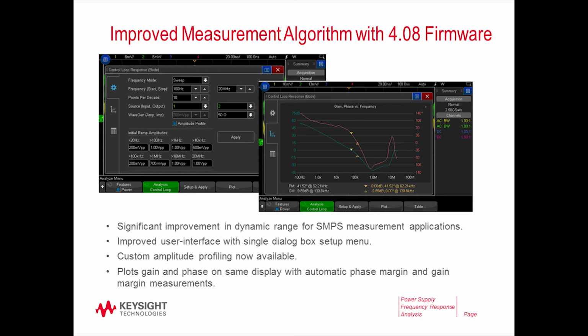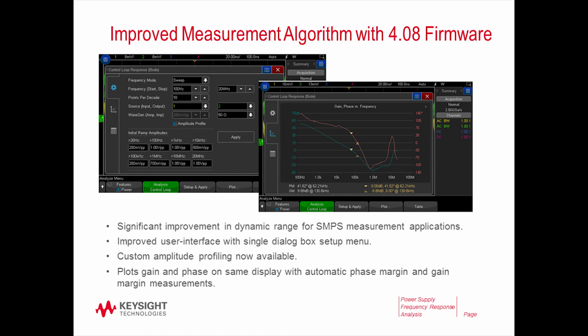Here's an update on what I just presented since we originally broadcast this webcast. Since then, we have made significant improvements using an entirely different measurement algorithm for our frequency response measurements. So there is a significant improvement in dynamic range. You can now use this on both linear and switch mode power supplies, even if there is significant output switching noise. There's also an entirely new user interface with a single dialog box, which makes setting up these measurements really easy.